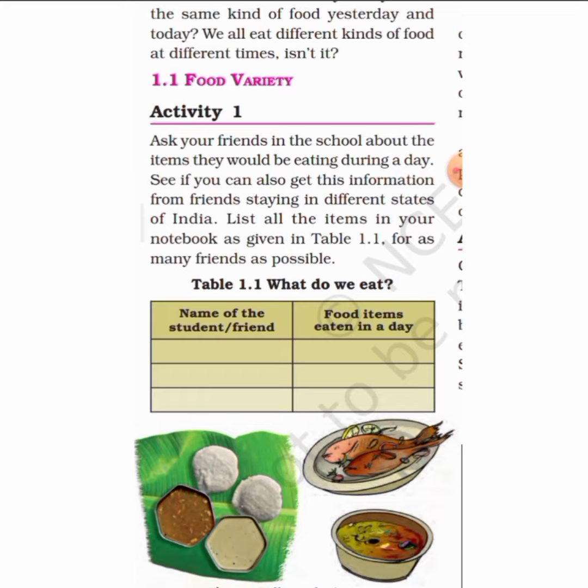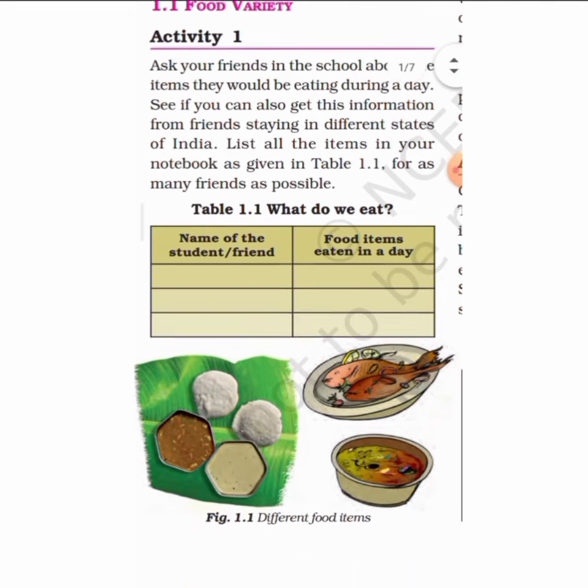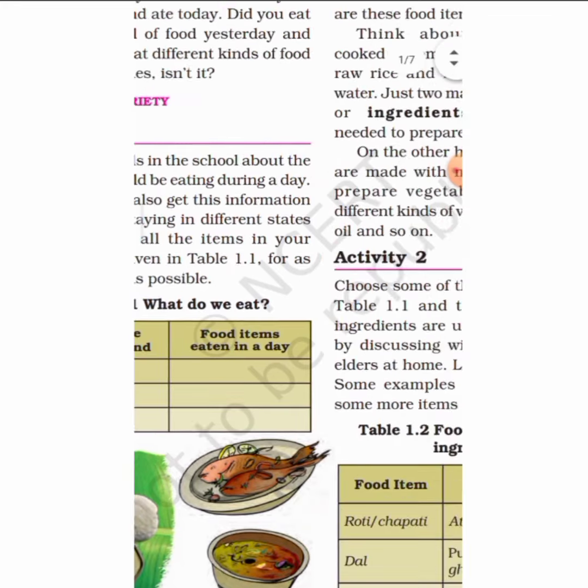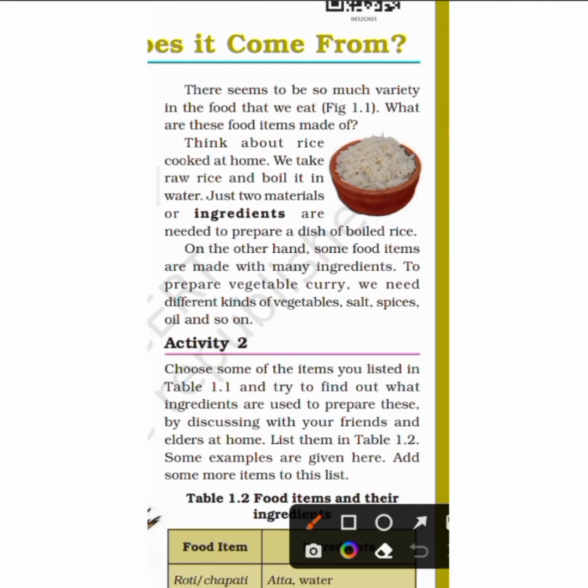So here is table 1.1. What do we eat? If you want, you can just try. And here are the different kinds of food, which is idli and fish curry and some dishes over here. There seems to be so much variety in the food that we eat. So this point we can just understand.